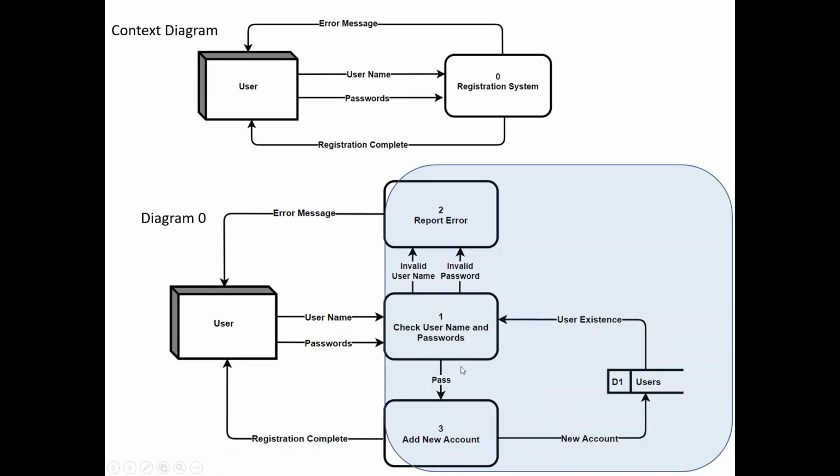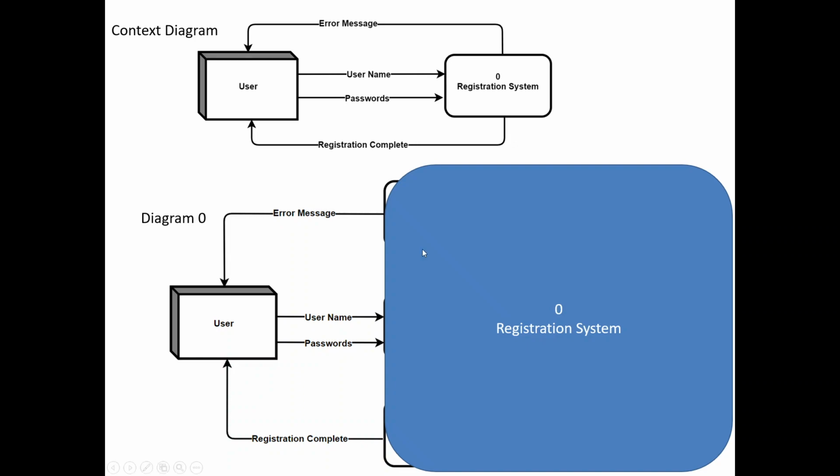So if we cover the 4 internal components, then we have something like this. As you can see, the entire system in this diagram 0 still has exactly the same 4 data flows as in the context diagram.